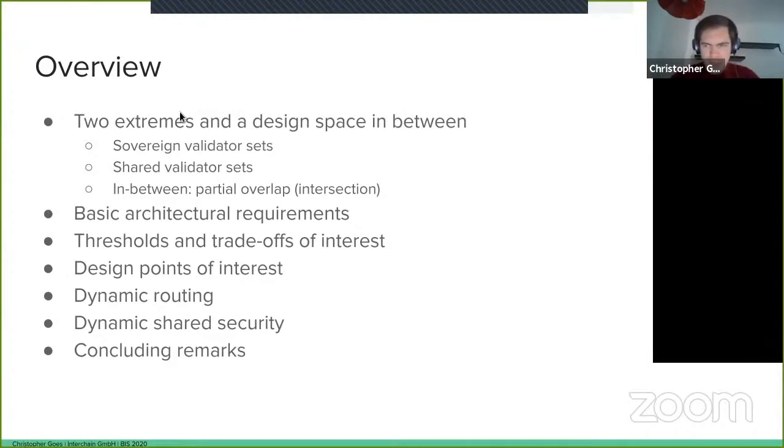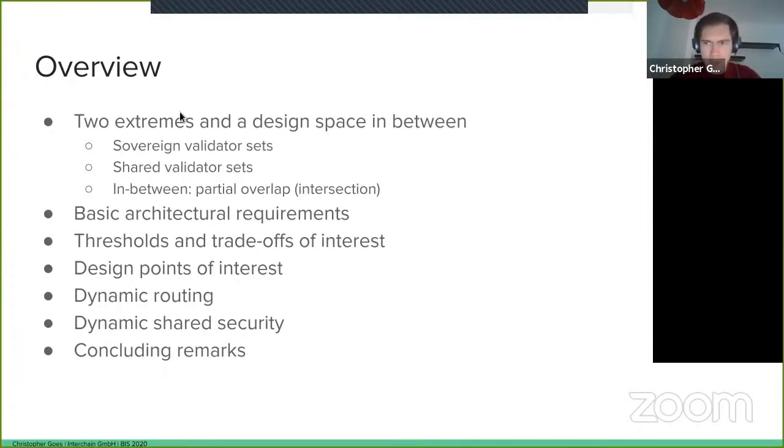So my central contention in this talk is that so far there have been two extremes in the design space that have been pursued. Extreme one, I call sovereign validator sets. Those are systems where, say, two chains or two distributed ledgers have completely disjoint validator sets. So usually I'm talking about proof of stake or proof of authority, with some similar reasoning applying to proof of work. But at this point, most of these systems that I'm talking about are proof of stake, and I'll use that as the candidate example.